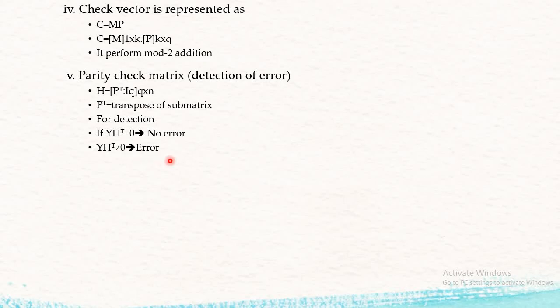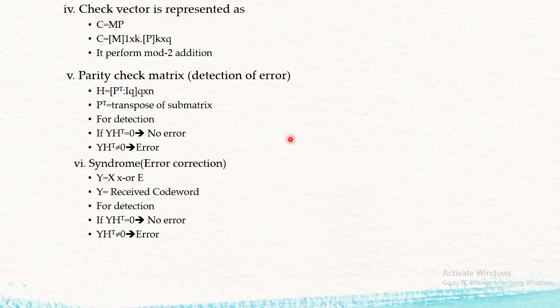So once the error is detected, our next task is correction of the error. Now for correction of an error, we are using a syndrome, or the syndrome tables are used for error correction.